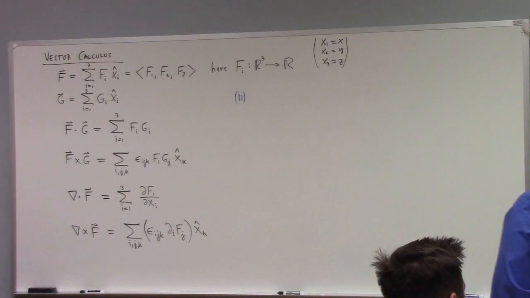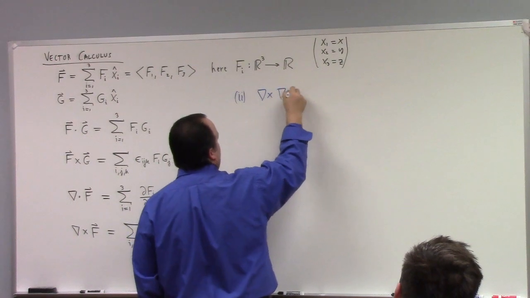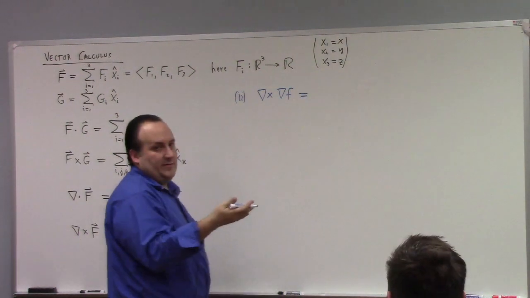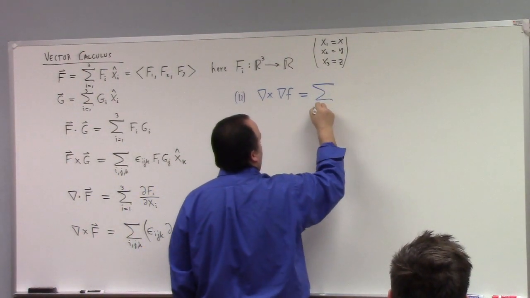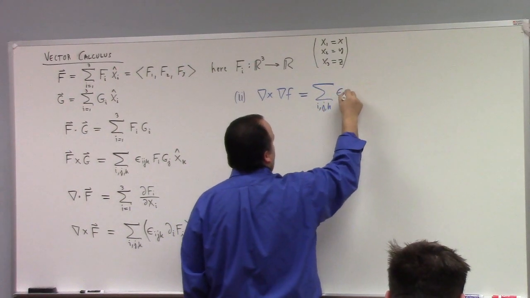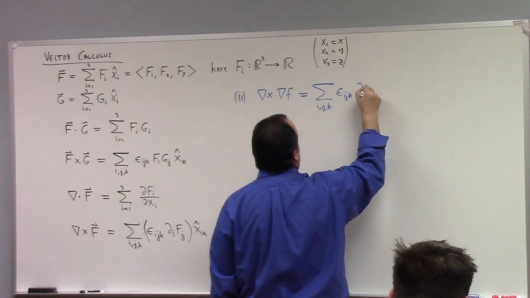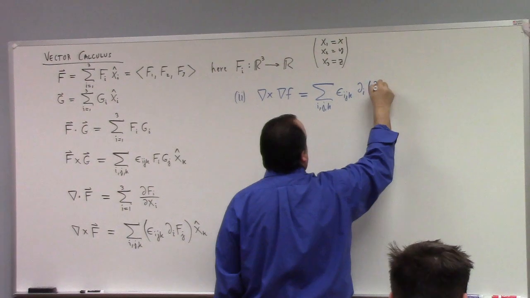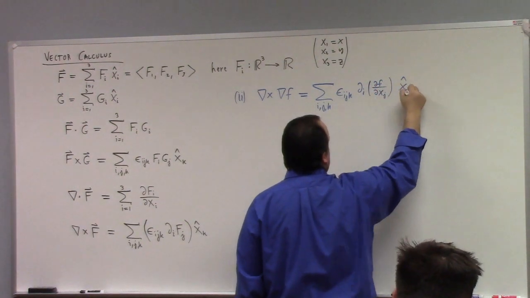What's 2 say? Oh, nabla cross nabla f, right? So the curl of the gradient is 0. Let me write that out. This is the sum over i, j, k of epsilon i j k, and here we go, partial i of partial f, partial x j, all acting on x hat sub k.